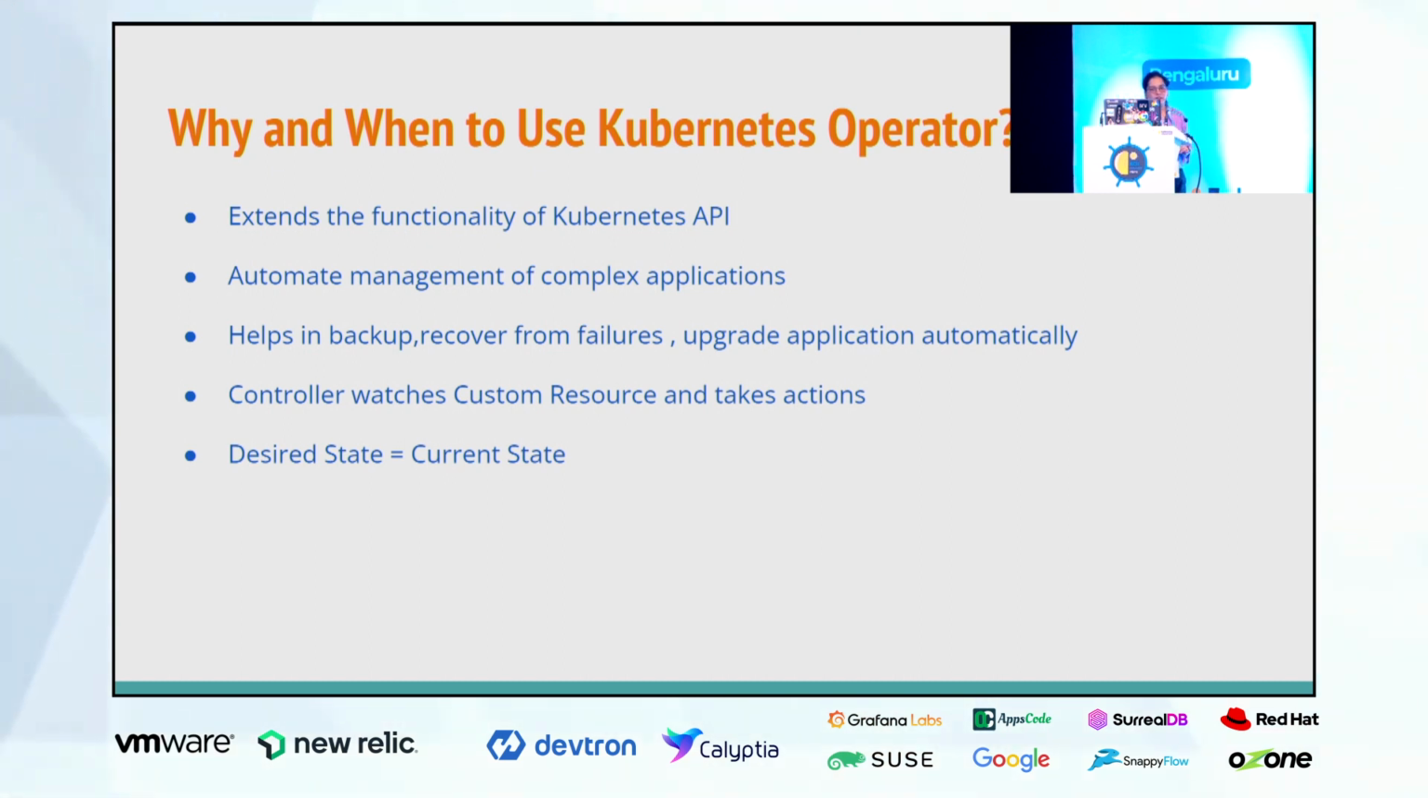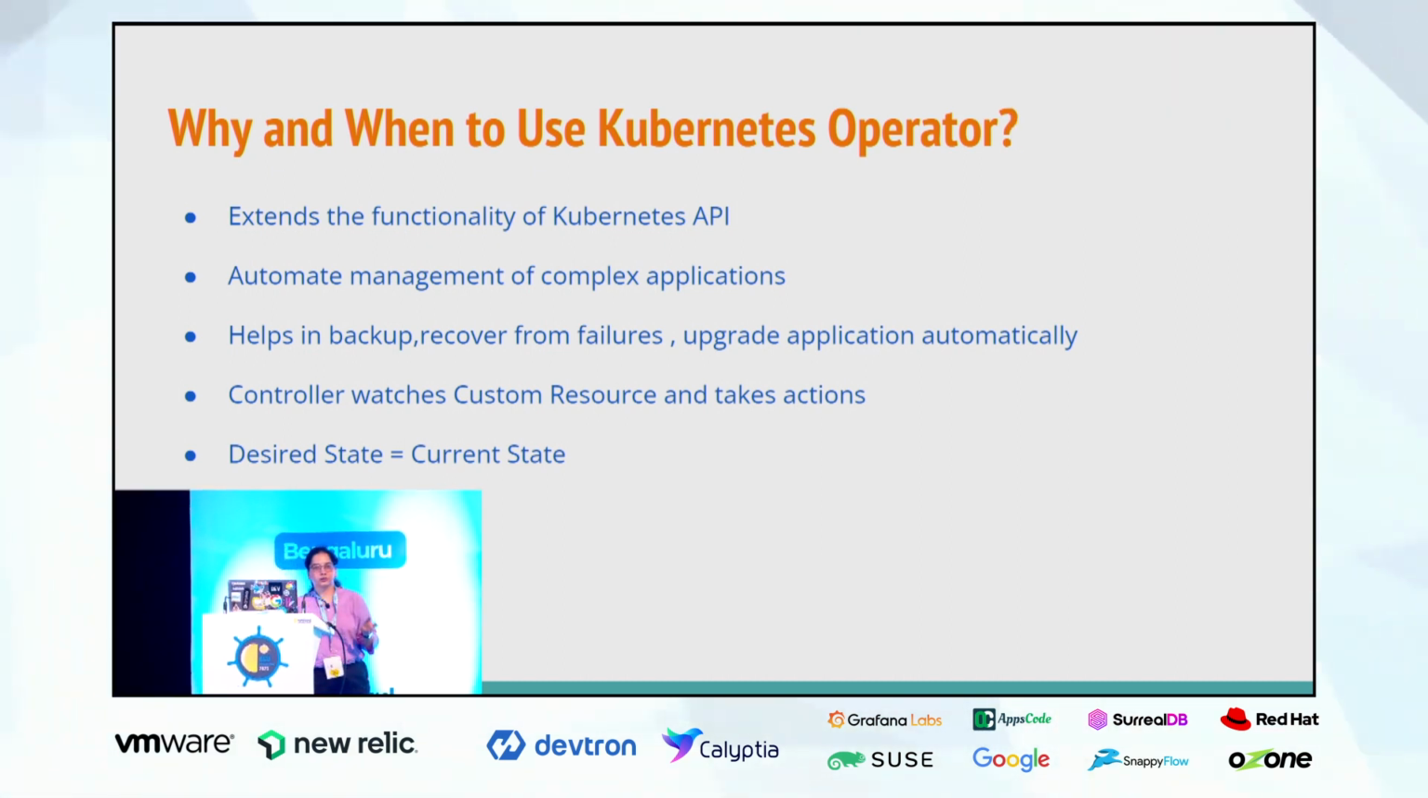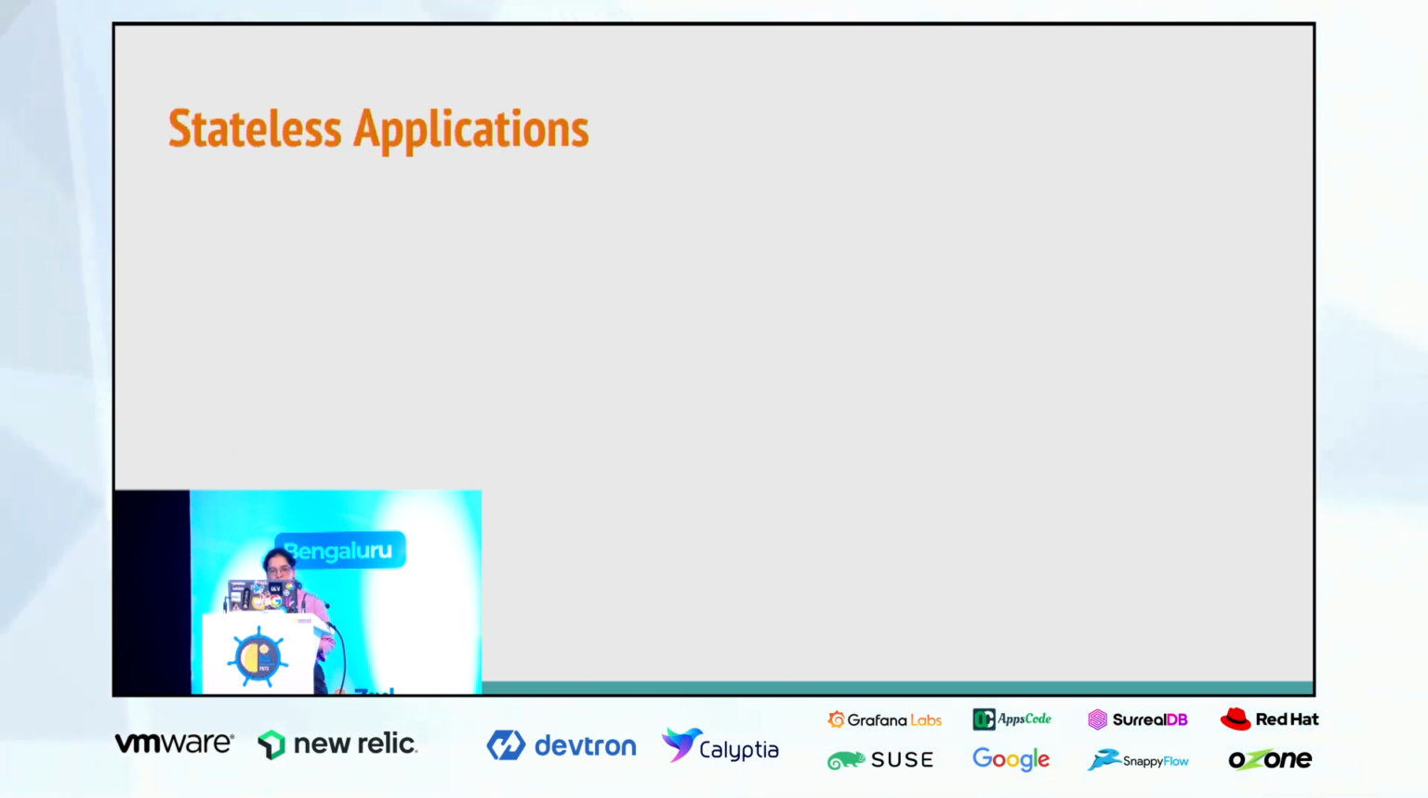The next is why and when to use a Kubernetes operator. As I have told you, it helps in extending the functionality of the Kubernetes API. Whatever things you have to do as a manual dependency, you can transform into an automated way. Also it helps in backup and recovery from failures and all these things.